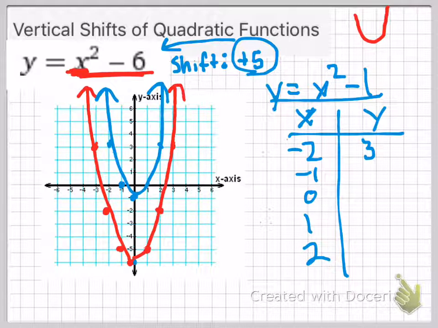Plug in -1, we would get 0. If we plug in 0, we get -1. Plug in 1, we get 0. Plug in 2, we get 3.